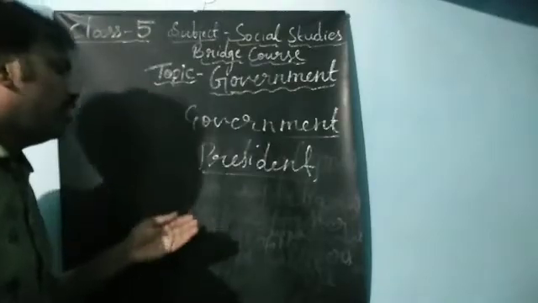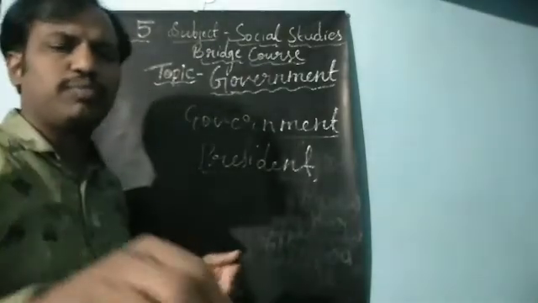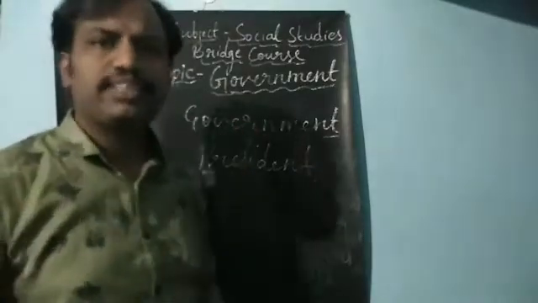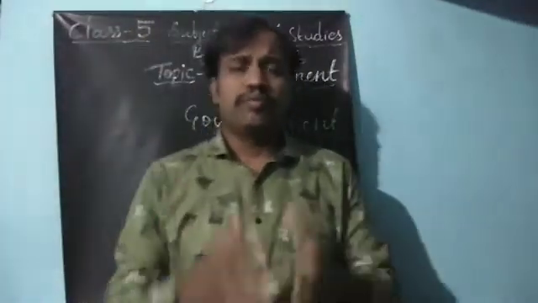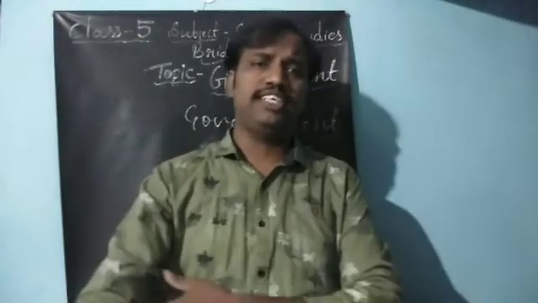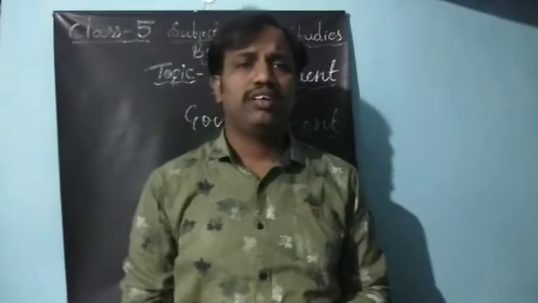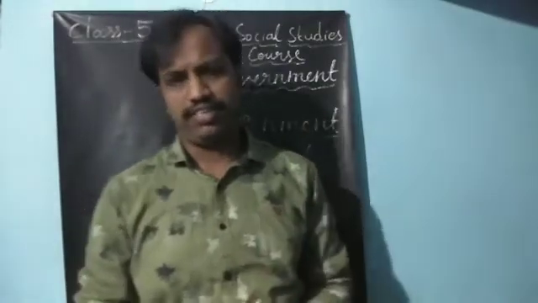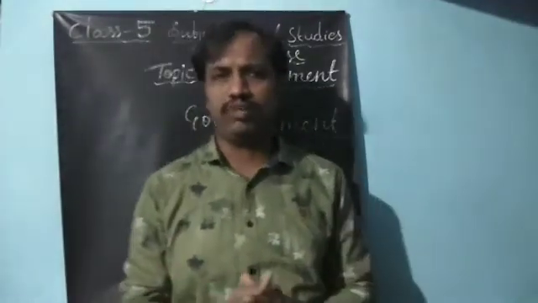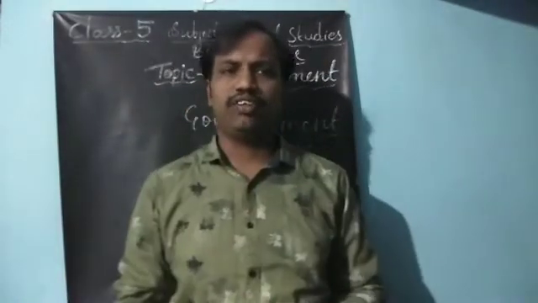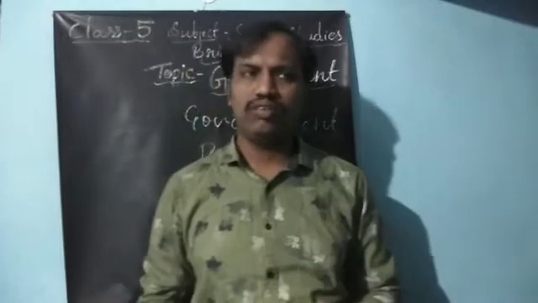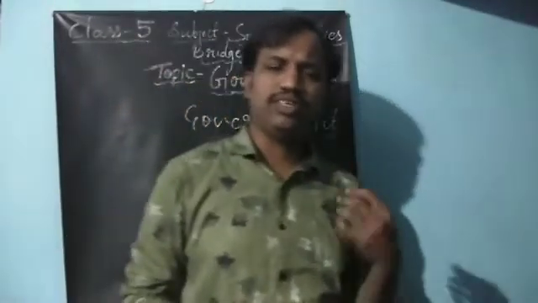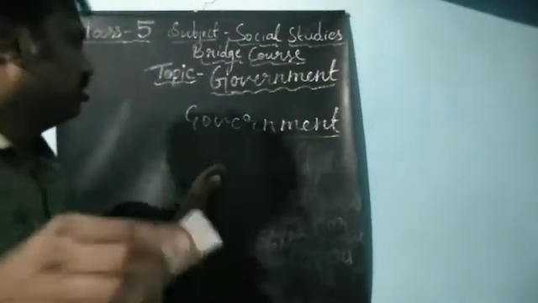Then another thing: the Prime Minister holds the responsibility of running the government, and he is chosen from the majority party, the party which gets the maximum seats in the election. The leader of that majority party will be considered the Prime Minister of the country. The Prime Minister also has responsibilities to take decisions related to the issues of the country, as well as the Council of Ministers. So these are the things about the central government.